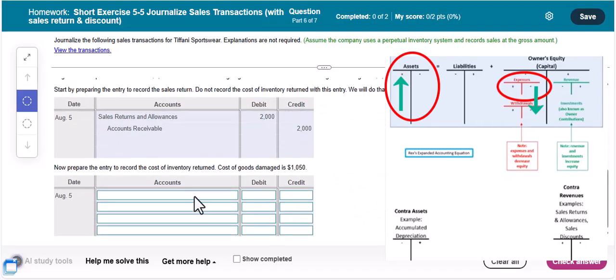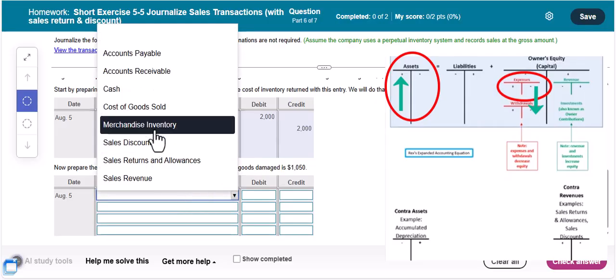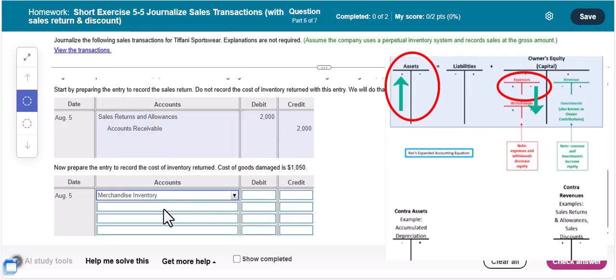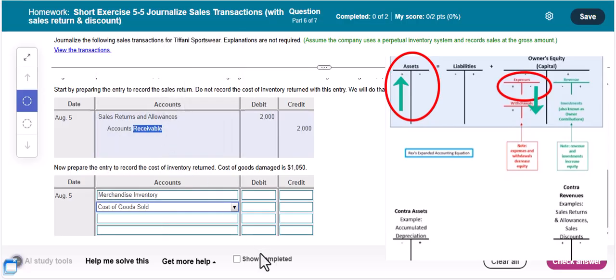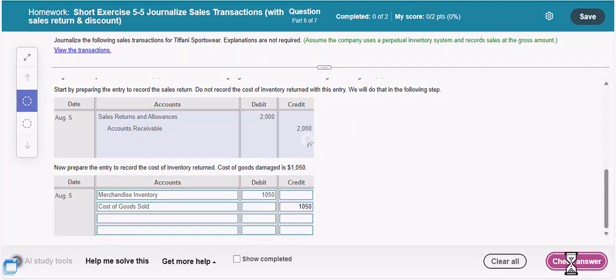So we're just flipping those accounts. So we have merchandise inventory for our debit since we're getting our inventory back, and then we are lowering our cost of goods sold. Those are no longer sold, they're returned to us. And that is by that cost of goods damage of 1,050. So again, we're just reversing the second transaction. Let's go ahead and check our answer. Excellent.